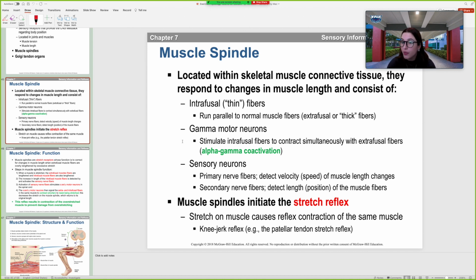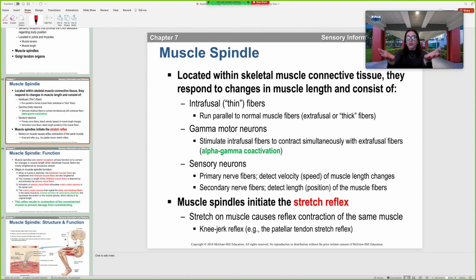But what is the purpose of the muscle spindle, right? We talked about how it kind of senses things and what it does, but what does it do? It initiates what's called the stretch reflex, okay? So basically, if a muscle is stretched too fast or stretched too much, this system of the muscle spindle is then going to tell the muscle to contract.